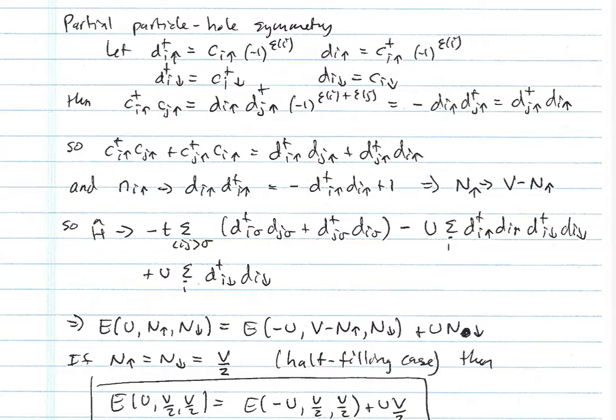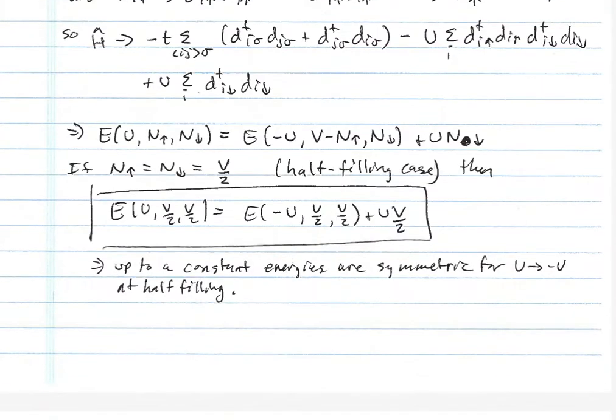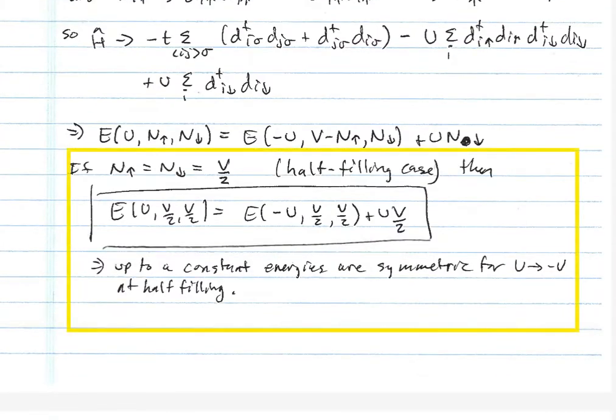Okay? Now, in the case where n up is equal to n down, and they're both equal to V over 2, that's the case that's called half filling, then what we find is E of the positive energy, U, V over 2, V over 2, is equal to E of minus U, V over 2, V over 2, plus this shift, U, V over 2.